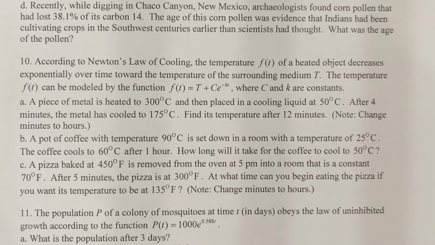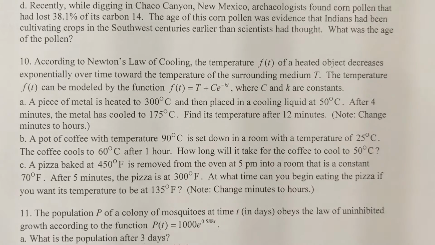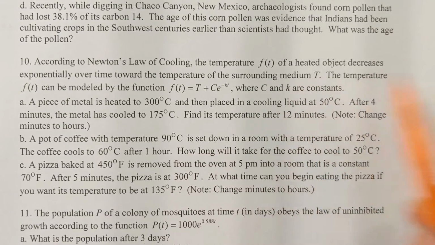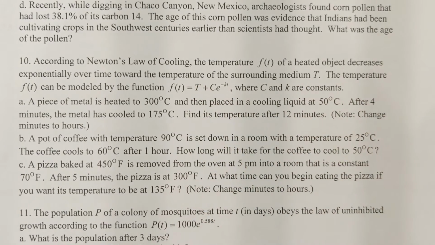It says in problem 10, according to Newton's law of cooling, the temperature, F of T, of a heated object decreases exponentially over time towards the temperature of the surrounding medium, which we'll call capital T. The temperature, F of T, can be modeled by the function, which is given here. C and K are constants. Also, T is a constant in the formula.